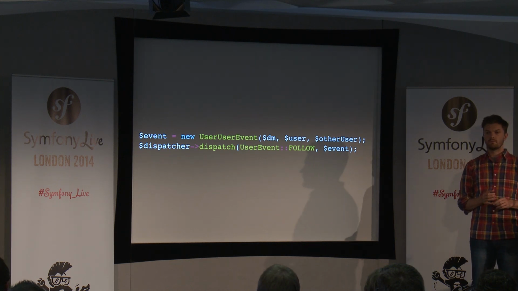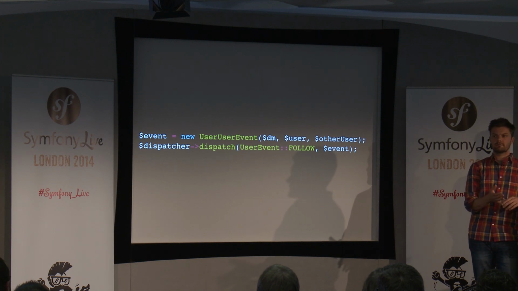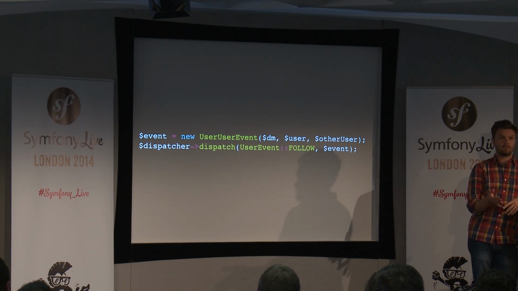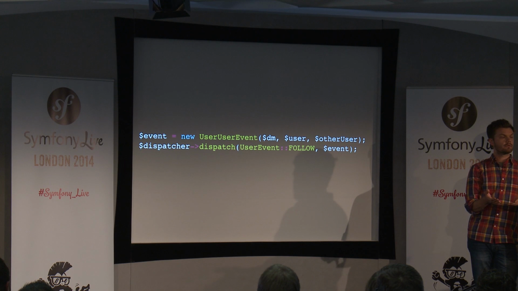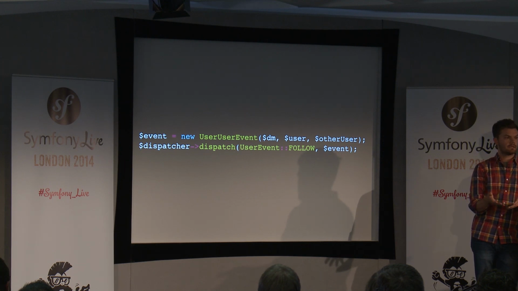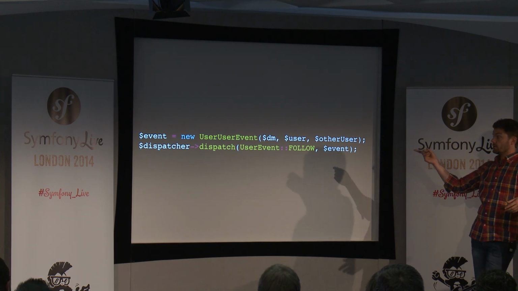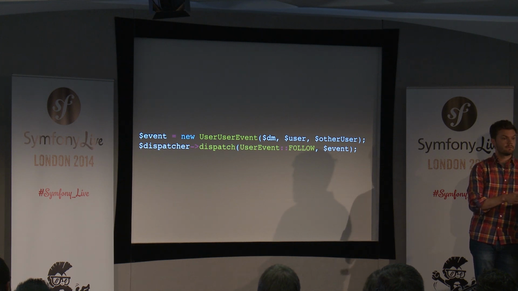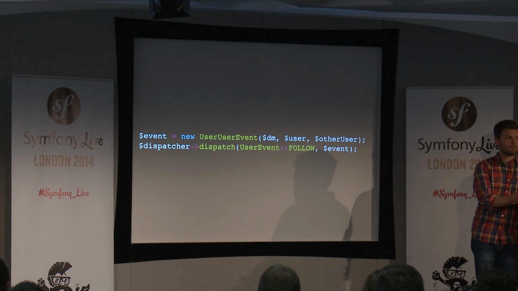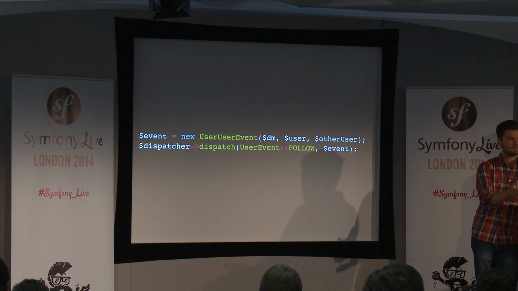So the important question that's left unanswered is where in my code do these events actually get dispatched from? Like where does this code live? So that's kind of a tricky one, right? Does that live inside of the controller? Does it live inside of the service layer? Does it live somewhere else?